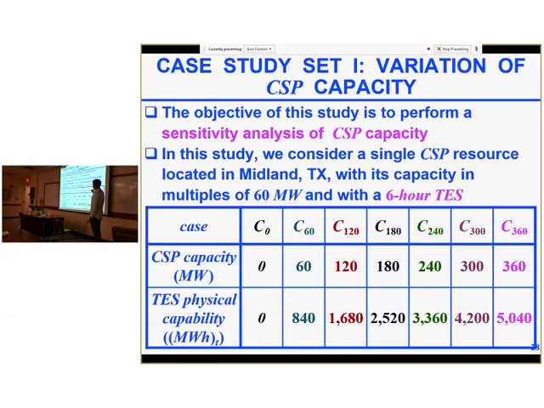For example, the physical capability of the 6-hour thermal energy storage is 840 megawatt hours. It means a 6-hour thermal energy storage for a 60 megawatt CSP can store 840 megawatt hours of thermal energy in the storage.